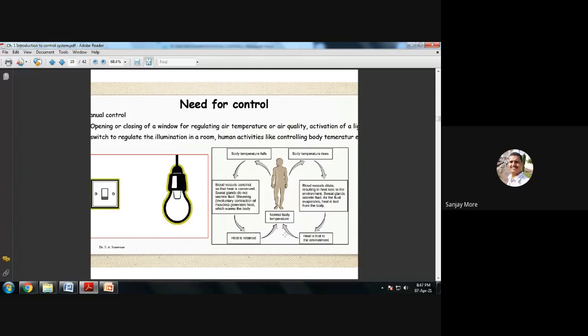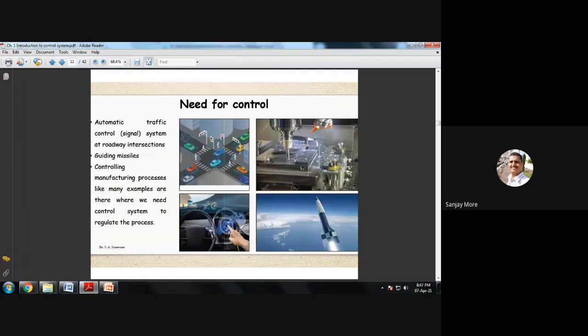This is manual control system. Opening or closing the window, switching on or switching off the lights. And this diagram or this picture shows the automatic control system. See the automatic traffic control system. Here the first block diagram shows the automatic traffic control system.